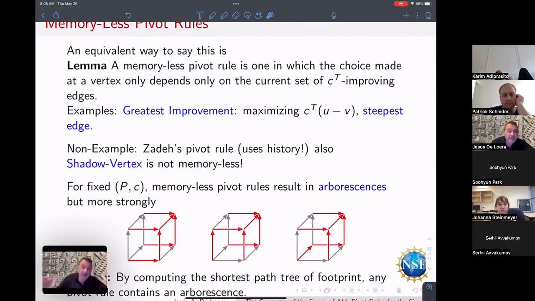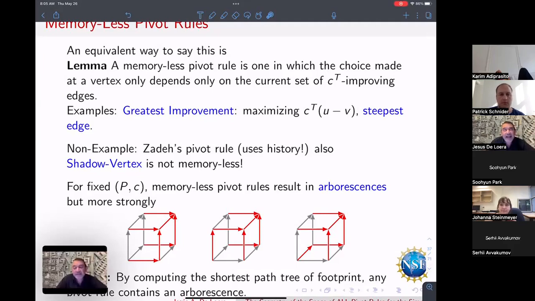Okay, here are some arborescences. When you have a memoryless pivot rule, you have arborescences only like that. You might be saying, well, why are memoryless rules important? Remember that the big open question that is going to make you rich and famous asks whether there is a pivot rule for which the number of steps is polynomial. That means the shortest path on that tree, on that subgraph, has to be polynomial.